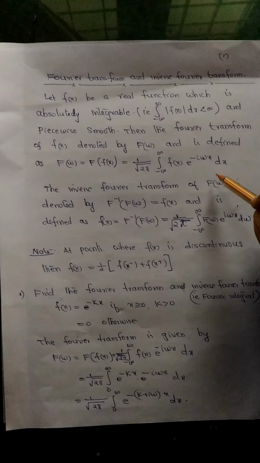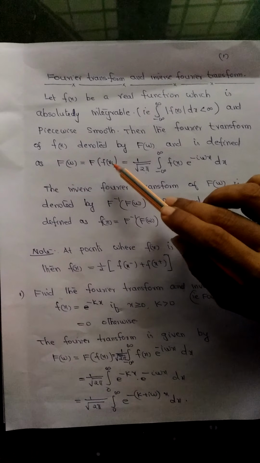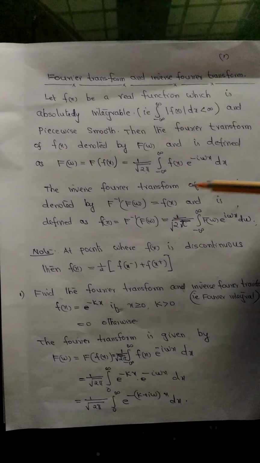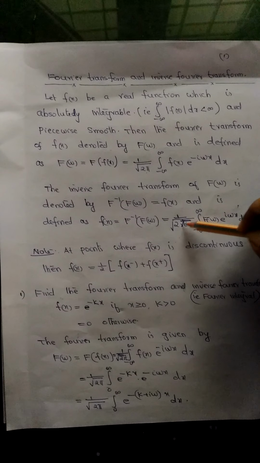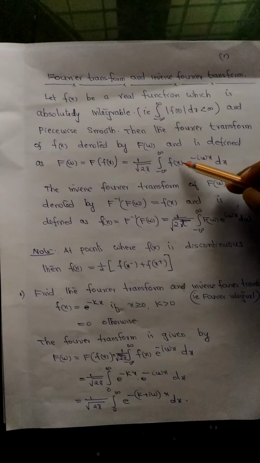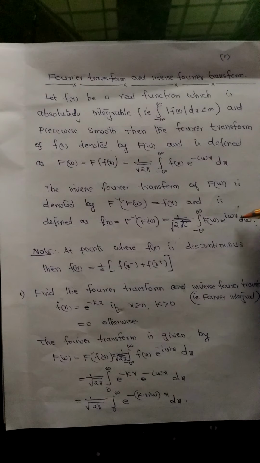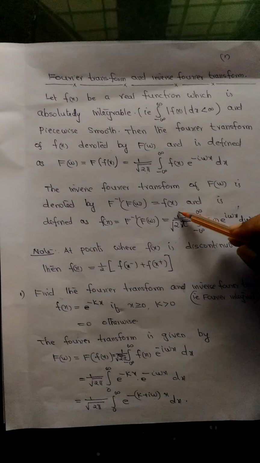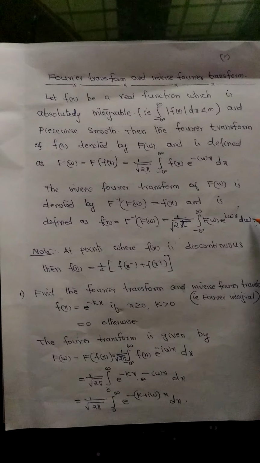The inverse Fourier transform of F of omega is denoted by F inverse of F of omega, that is equal to f of x, and which is defined as 1 by root 2 pi integral from minus infinity to plus infinity F of omega into e raised to i omega x d omega.